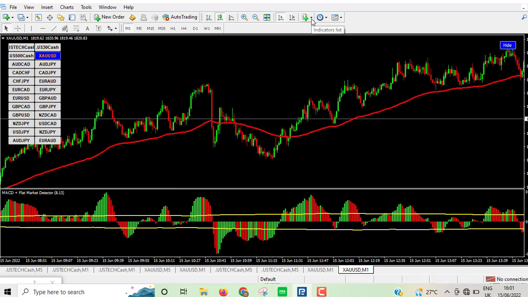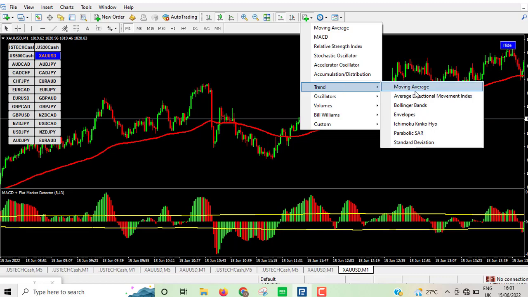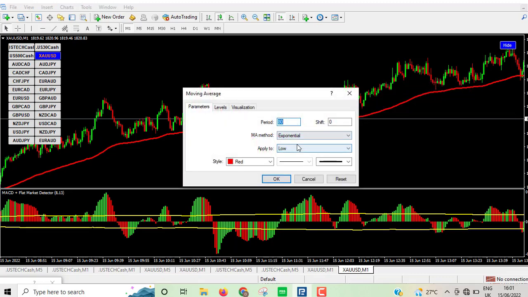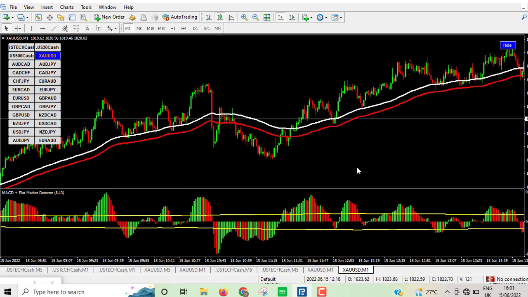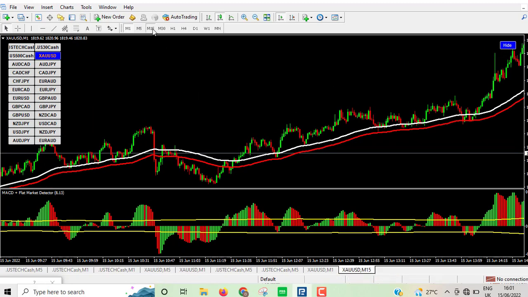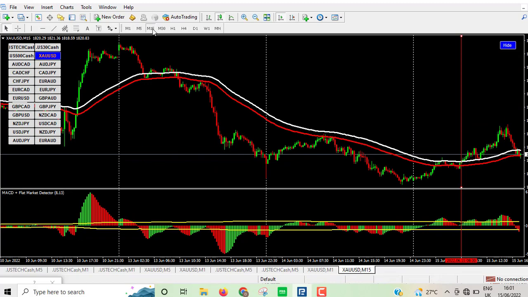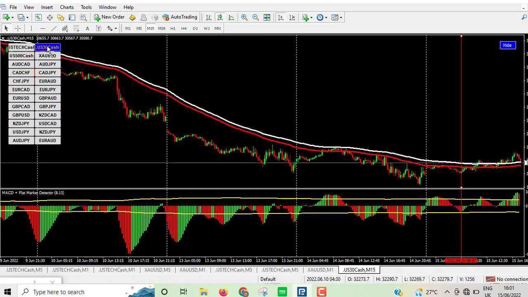Then the second one, we are going to apply also a moving average, still the same value. This time around, apply to high, and the color, I've changed this to white. Now we have the moving averages on my chart, as I've explained before. So this is how to actually trade this particular strategy. It is very, very simple. You don't have to have a complex strategy before you make money. Just make sure you follow the simple strategy, and let me go over it one more time very quickly.